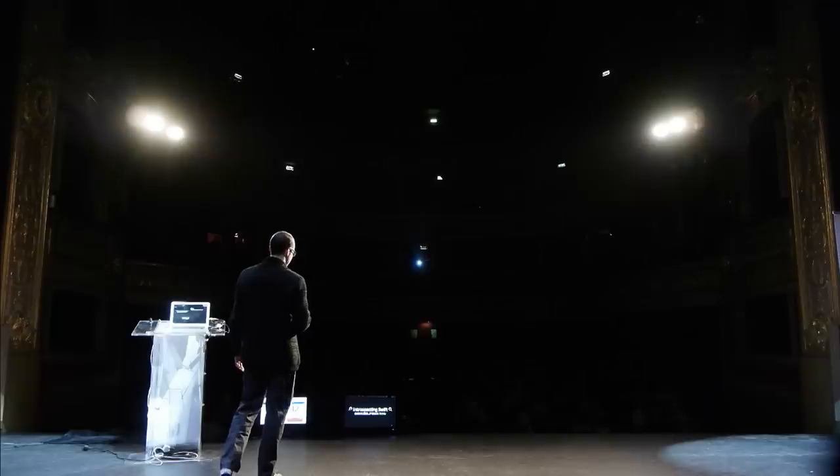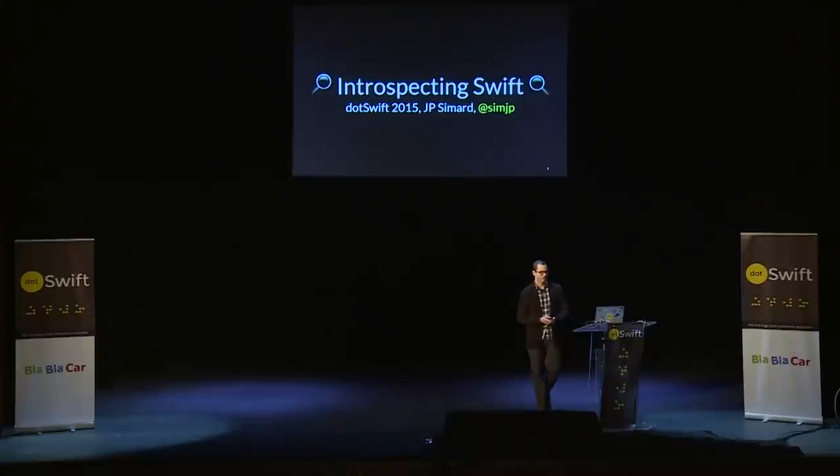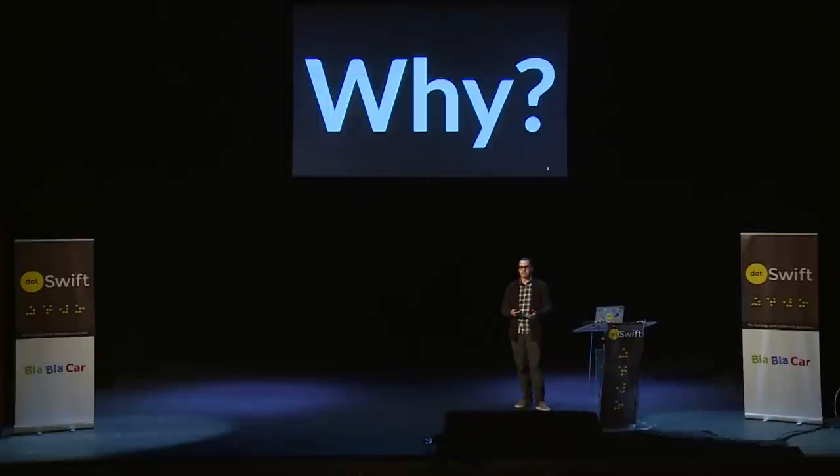I want to look at maybe one of the main things that we've lost in the transition to the great Swiftening. And that's a very powerful language feature that those of us who've been writing Objective-C for a while kind of know as introspection or dynamic reflection. And I'll get into what that is in just a second. So what am I referring to as introspection? What is dynamic reflection of types?